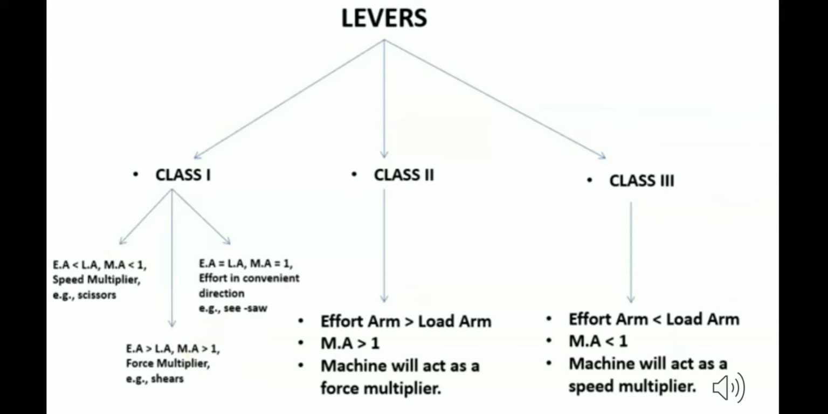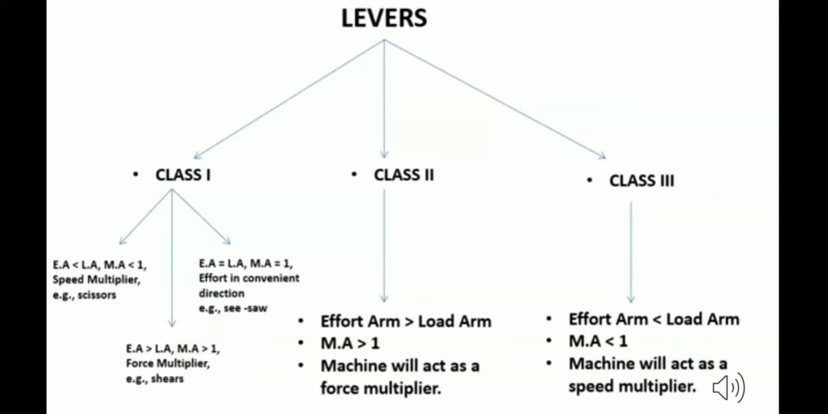I have told you what is a force multiplier. Now, the last case, if the effort arm is equal to load arm, that means mechanical advantage is equal to 1. That means it is used in changing the direction. That is seesaw. Okay. Now we come to class 2 levers in which load is in between the fulcrum and effort. In that case, what will happen?